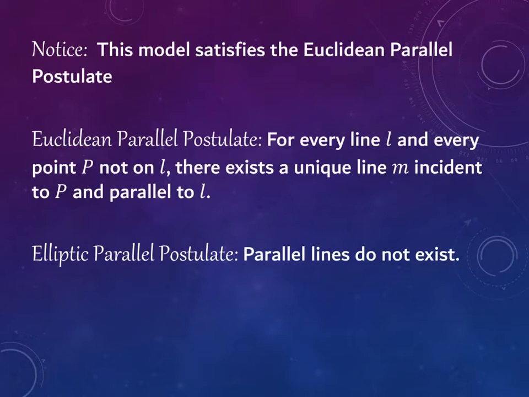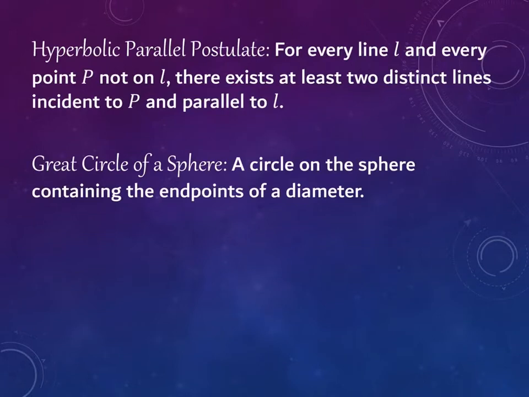There's one more. These kind of go together, which is why they're together on the slide. The hyperbolic parallel postulate, also a fun one. It says that for every line L, and every point not on L, there's not just one line parallel, there's at least two. At least two lines parallel to the original line through that point. And we will see models of this one as well later.